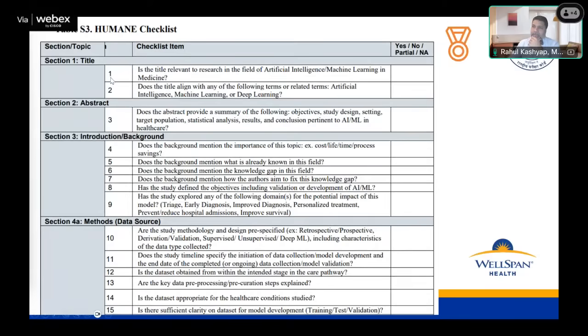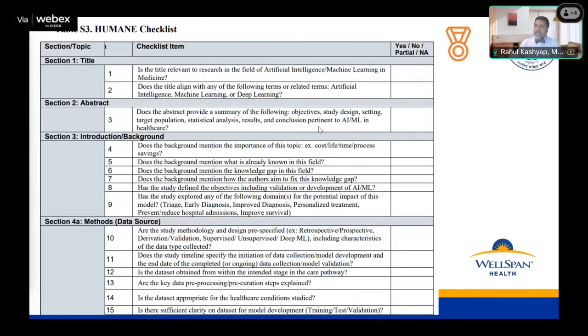When it comes to the title of a paper, abstract, introduction, background, and method, when you're writing or evaluating a paper, make sure the title actually mentions AI or machine learning in some form, if it aligns with any of these terminologies. When it comes to the abstract, the typical formatting of an abstract, their objective, study design, target population, and then analysis and results, are all pertinent to AI and machine learning in healthcare. That's your first thing. You can check that the title is talking about it and the abstract has mentioned it. Otherwise, what's the point if they just make it a side comment in there as well.